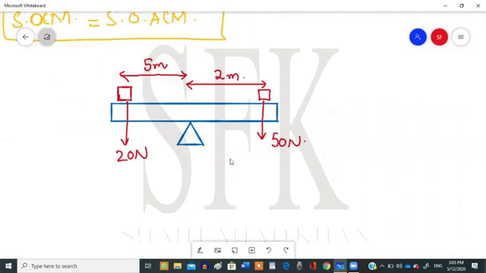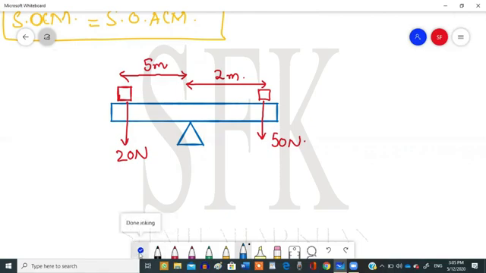And I claim that this plank is in equilibrium. To check whether it's in equilibrium or not, what are we going to do? We are going to calculate the clockwise moments and the anti-clockwise moments and see if they are equal. Then this plank is surely in equilibrium. It will not topple. It will not move in the clockwise direction, nor will it move in the anti-clockwise direction.